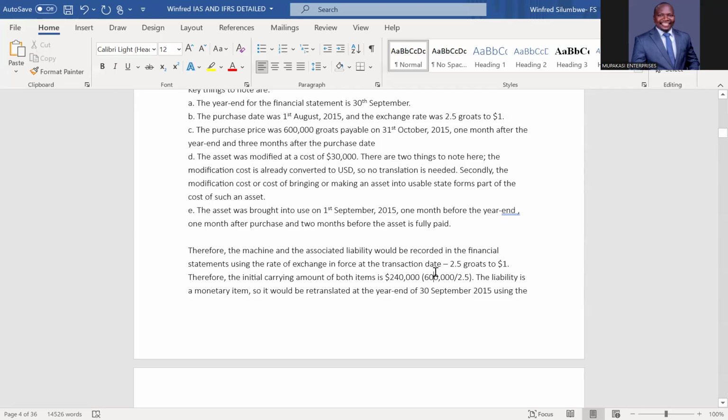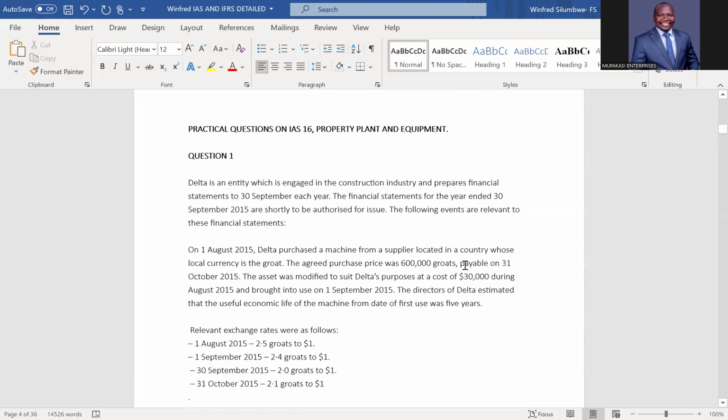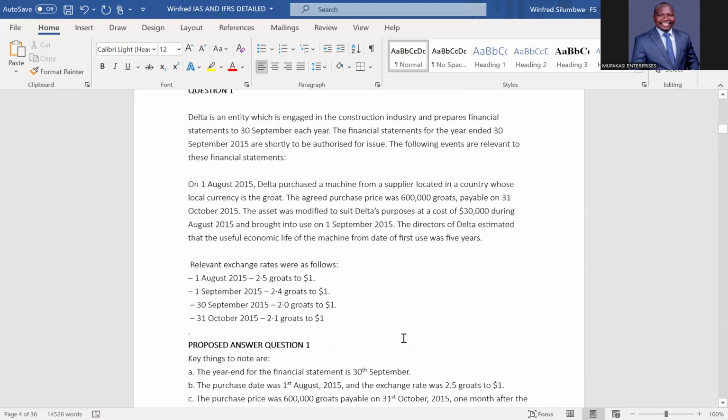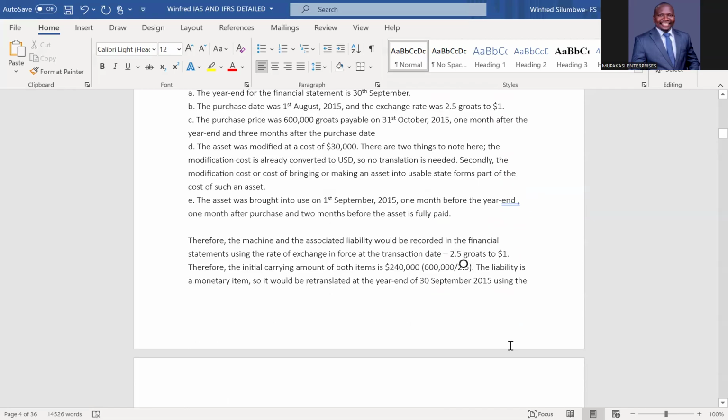It will be recognized at the date it was bought, not at the year end of the accounting period, not at the time it was fully paid, and not at the time it is being put into use. No, it will be recognized on the date of purchase, which is August. So on 1st August here, what was the rate? It was 2 groat. So the initial carrying amount of both items will be recognized at 2 groat. I'm sure you know how the exchange rate moves.